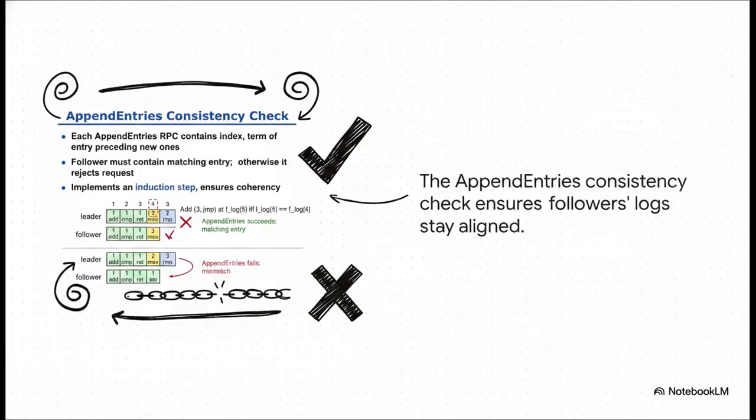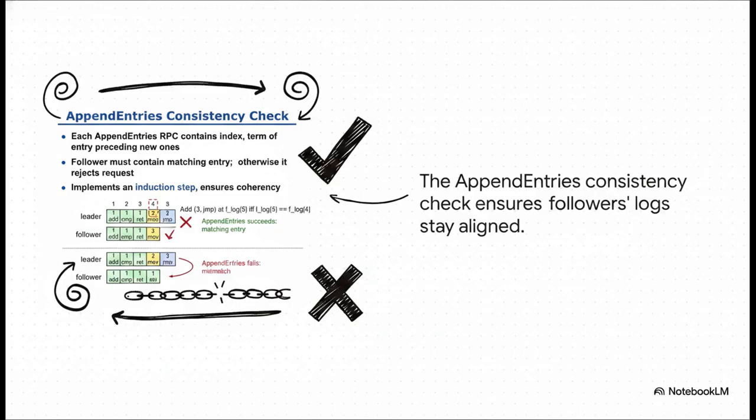So, how does Raft make sure that these logs never, ever get out of sync? It uses this simple but incredibly powerful consistency check. See, whenever the leader sends a new entry, it also includes a little piece of information: the index and term of the entry that came right before it. A follower will only accept the new entry if its own log perfectly matches at that previous spot. If there's any kind of mismatch, it just says nope and rejects the request.